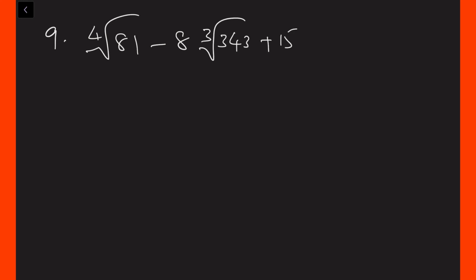This bit number 9 is also related to the exponents and powers topic only. So, 4th root of 81 minus 8 into cube root of 343 plus 15 into 5th root of 32 plus root 225.